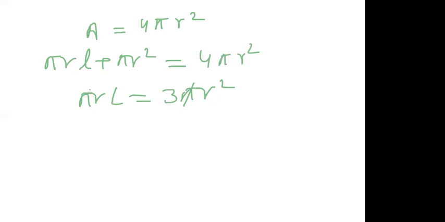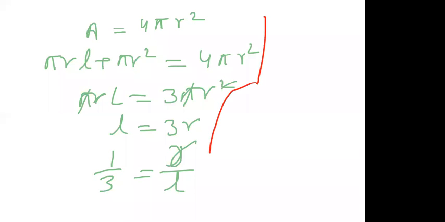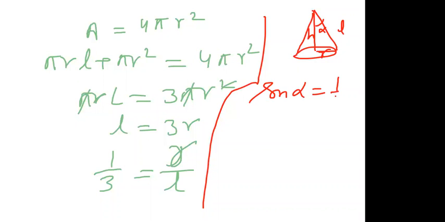Pi to pi cancel, R to 1 power cancel. This gives me L is equal to 3R, or R upon L is equal to 1 by 3. As per the question, we have made a diagram in which this was R, this was L, this was H, and the semi-vertical angle is alpha. So R upon L means perpendicular upon hypotenuse, which is sine alpha equal to 1 by 3.